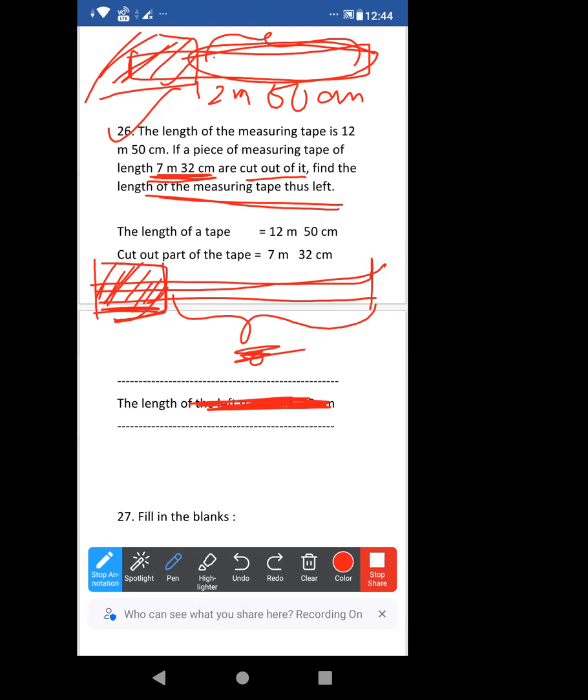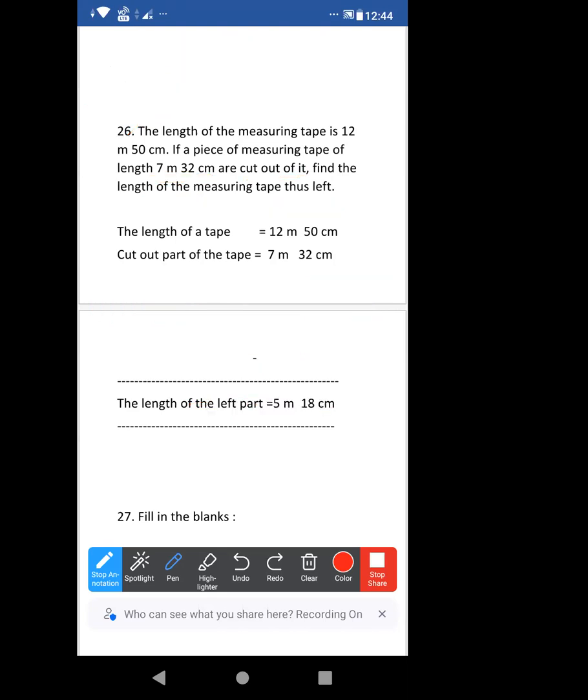Now just normal subtraction. Remaining part, left part, that means normal subtraction. Now just complete it. Write the statement. Don't forget to write the statement properly. I am waiting for each and every sum. So don't write any wrong digit, any wrong word, any wrong statement.